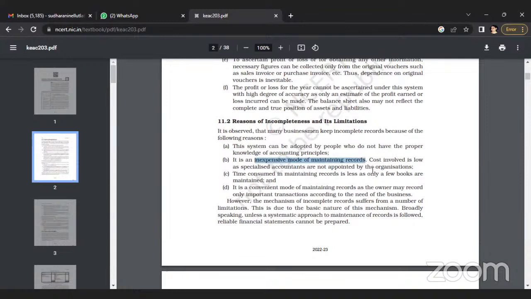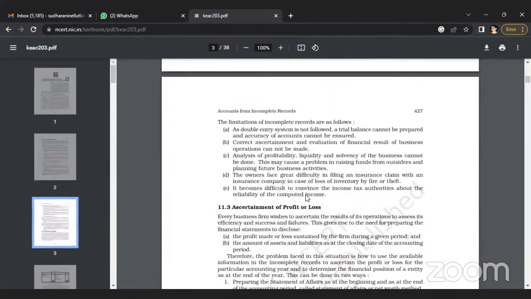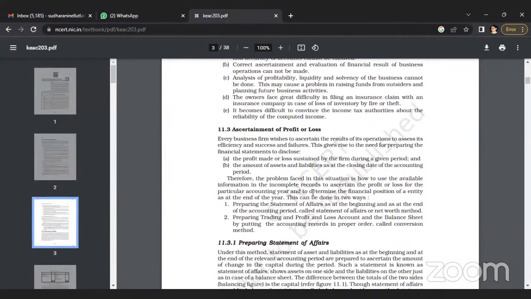So they maintain only personal account related transactions. Whatever credit transactions they did, they record according to their convenience. They take very little time to record, and they maintain very few books. The next is how to calculate the profit or loss under this.